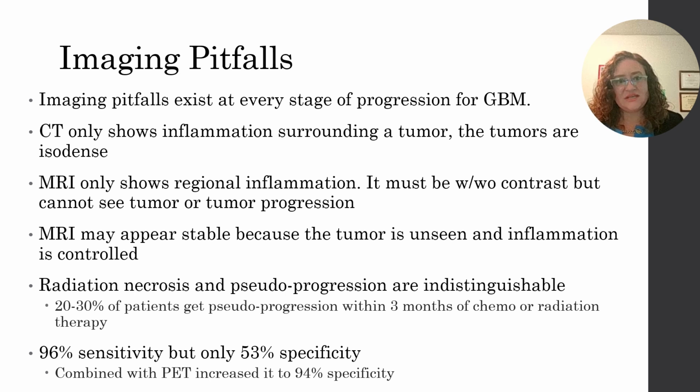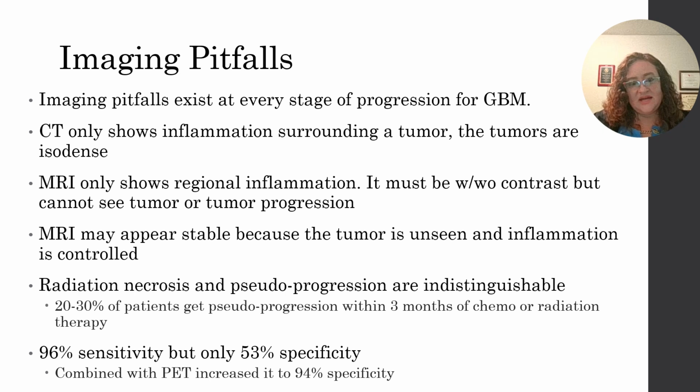So CT isn't great either. It shows inflammation. CT is based on density, and like I said, it's isodense. So with CT, it's best to have with and without contrast. And that will allow you to show regional cerebral blood flow so you can see if there's increased angiogenesis in the blood flow to the area. And with MRI, it must also be with and without, and you really only see regional information. You don't see the tumor or the tumor progression.